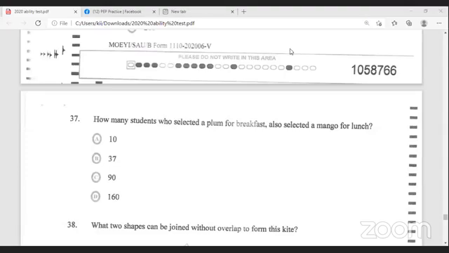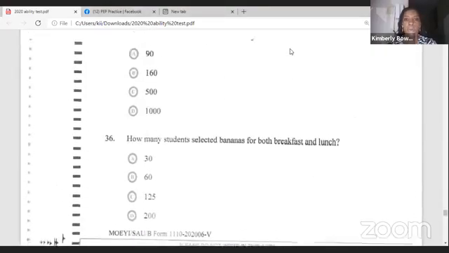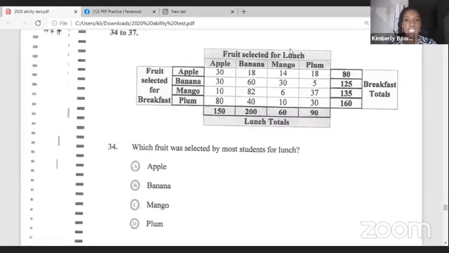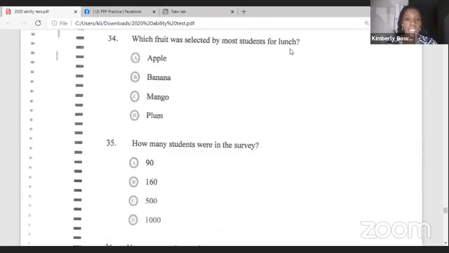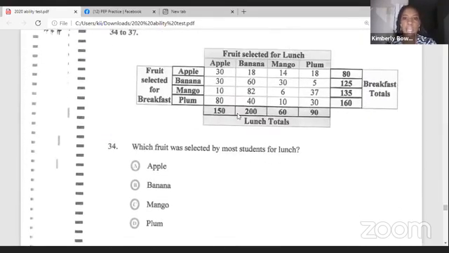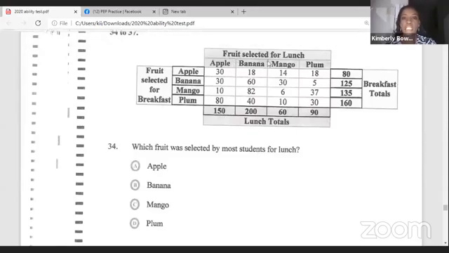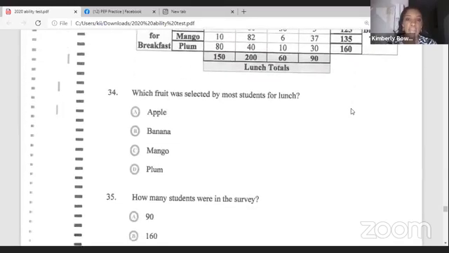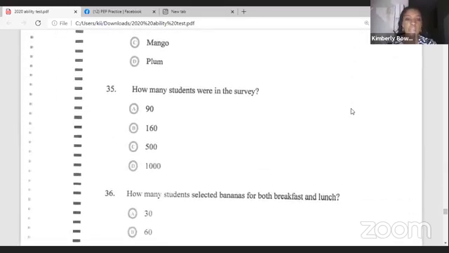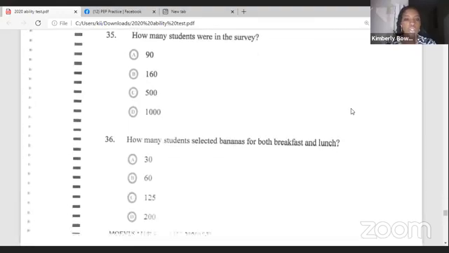So I'm going back over the answers from number 34 to 37. Which fruit was selected by most students? Bananas, because we're seeing there clearly that banana has 200, more than the others, which are 150, 60, and 90. How many students were in the survey? As I said, I added the number here at the bottom. You can add the number selected for lunch or the number selected for breakfast. You'll get the same amount of persons, which is 500. You do not need to add the persons because the same set of persons who took the survey for breakfast also took the survey for lunch.